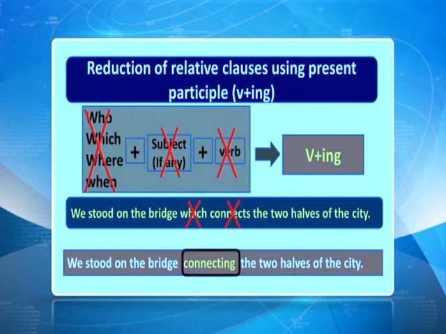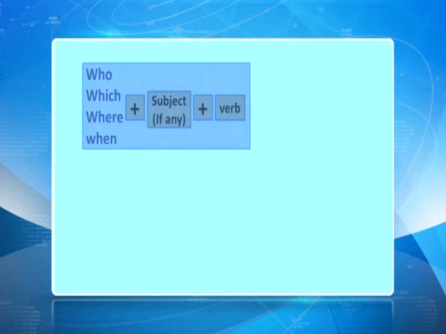Now see what I did here? I deleted which, connects, and then we use the verb connect plus ing. All right, what I want you to do now is to move to the second one, and then we will see how to answer it. As a help, I used the rule again.